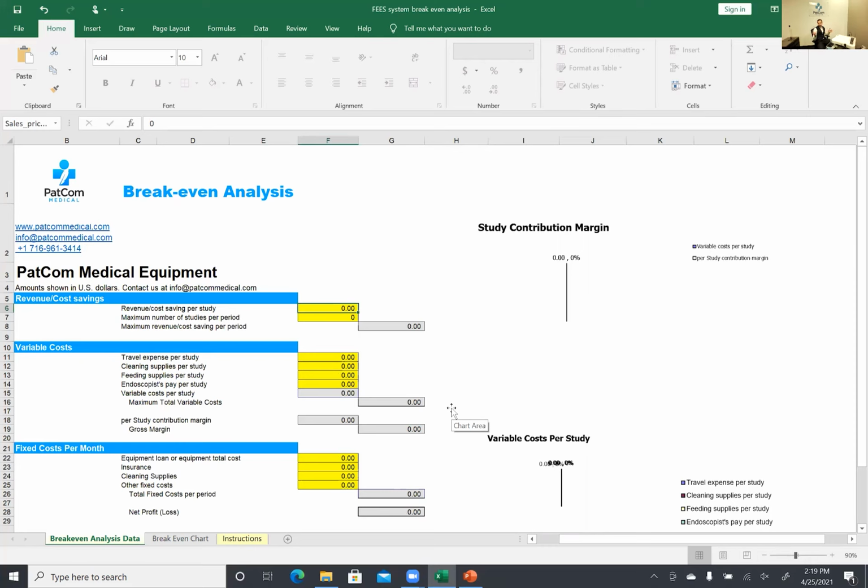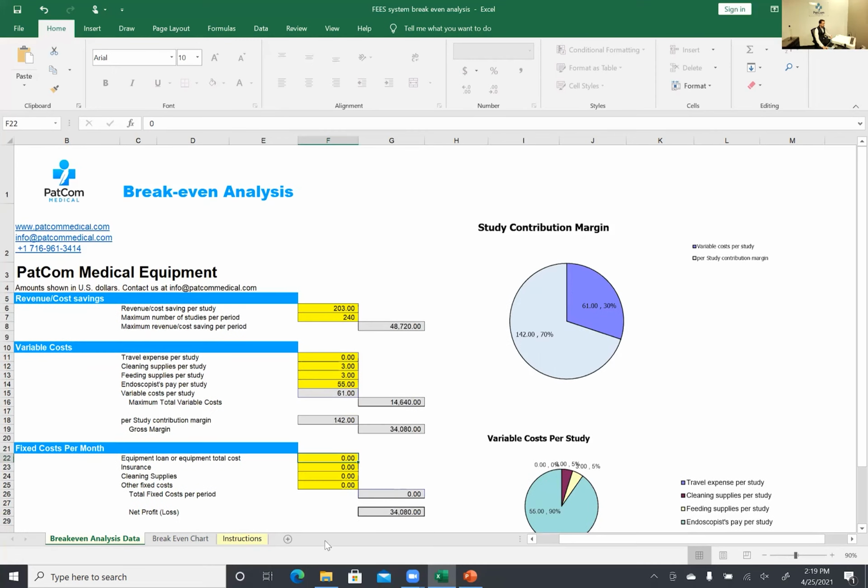The national average is $203, might be a little bit over, might be a little bit under, but let's put in $203 here for reimbursement for FEES, and our maximum number of studies per month, for an outpatient clinic, or per year again, would be 240. We can do it per year real quick. No travel expenses, cleaning supplies stay the same. It's $3 here. Feeding supplies, $3 per study. Endoscopist pay, we'll leave it at that.